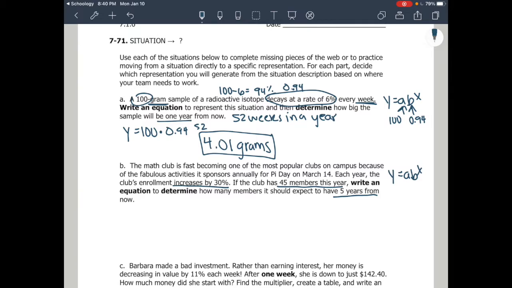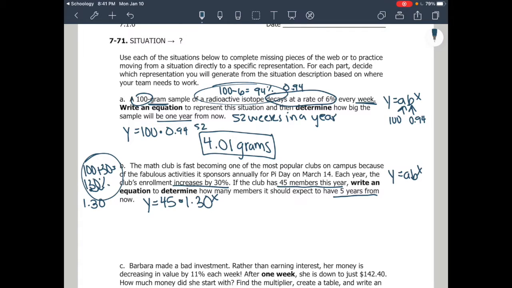So the starting amount of members would be our A, 45, times, instead it increased by 30%, so we're going to take 100% and add 30 to it to get 130% increase. So then I'm going to write it as a decimal, which would be moving the decimal place over twice, 1.30. So decay was subtracting, and then increasing was adding to 100. So then 1.30, and then to the x power.